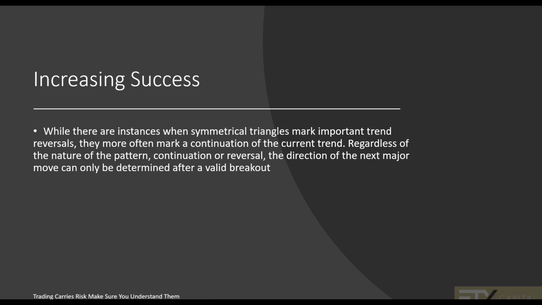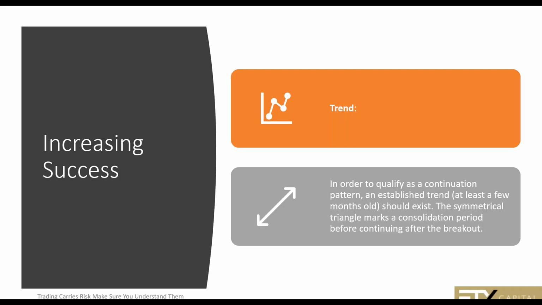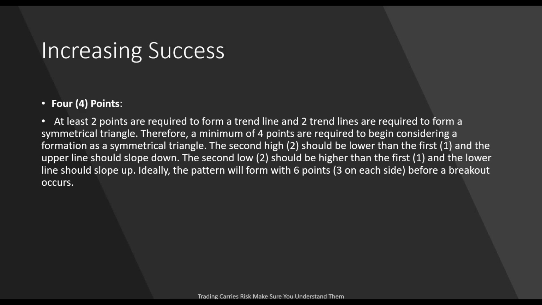So while there are instances when symmetrical triangles mark important trend reversals, they more often mark continuations of the current trend. Regardless of the nature of patterns, continuation or reversals, the direction of the next major move can only be determined after a valid breakout. So to increase our success rate, we want to look at the trend. In order to qualify as a continuation pattern, an established trend should exist. The symmetrical triangle marks a consolidation period before continuing after the breakout.